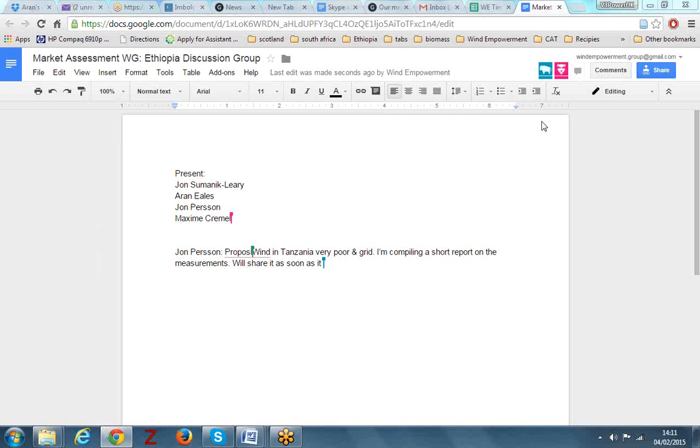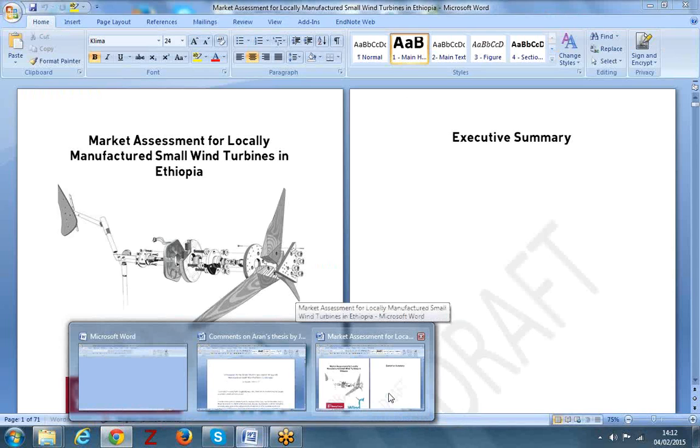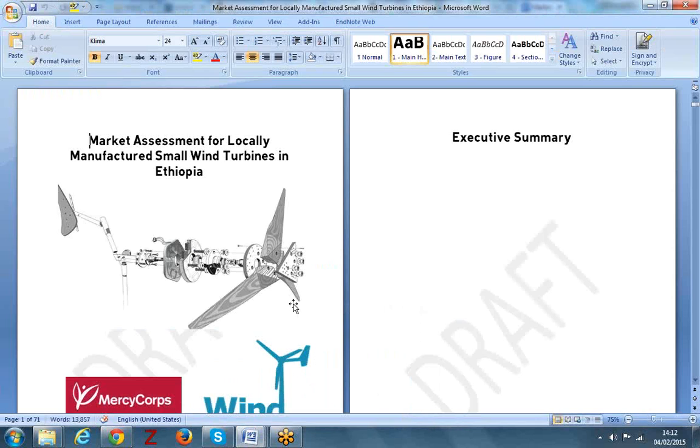So maybe we could just go and have a very quick introduction to everyone that's here, just to very quickly go through what we've been up to and any updates from our side, and then we'll get into discussing the market assessment for Ethiopia and how that can form a methodology for a market assessment, which is the point of this working group. So maybe I'll start with a quick introduction.